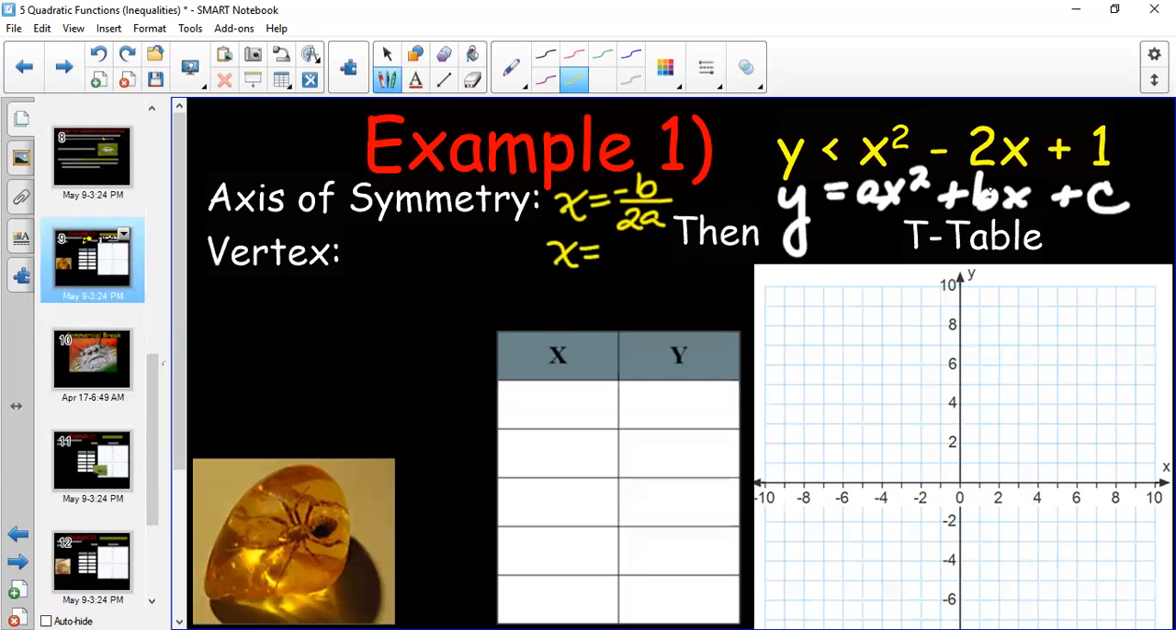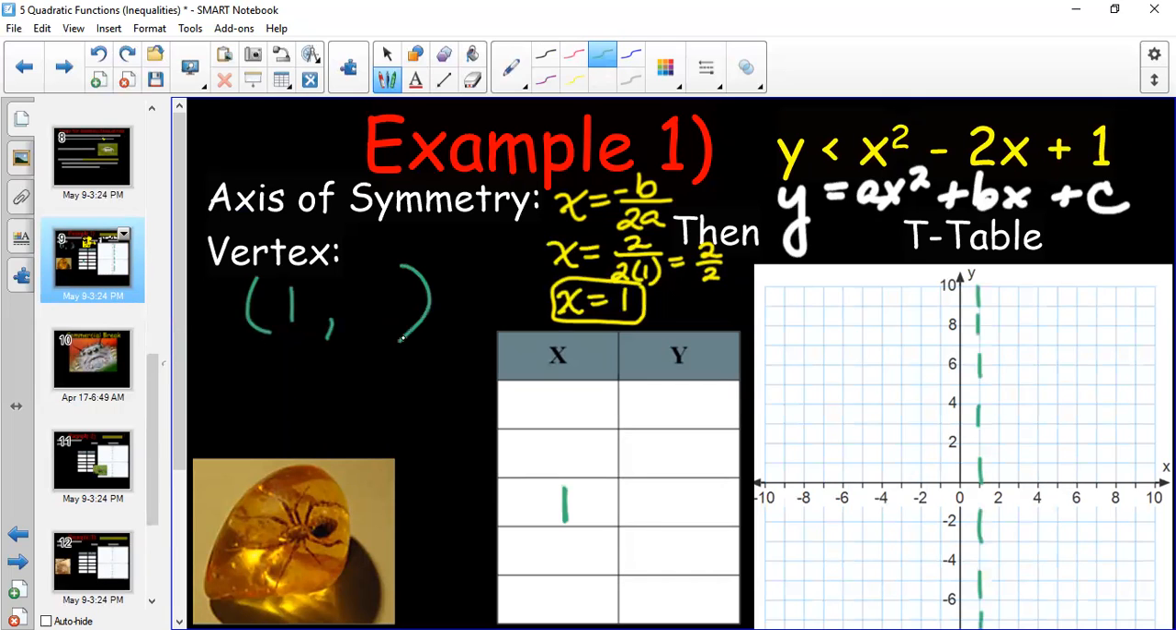Okay, so let's plug in here. The opposite of b is positive 2, and a was 1 there. So 2 times 1, which is also 2. So we have 2 over 2. And so our axis of symmetry is at x equals 1. If you remember from yesterday, that is the absolute middle of our graph. So everything is centered around the number 1.